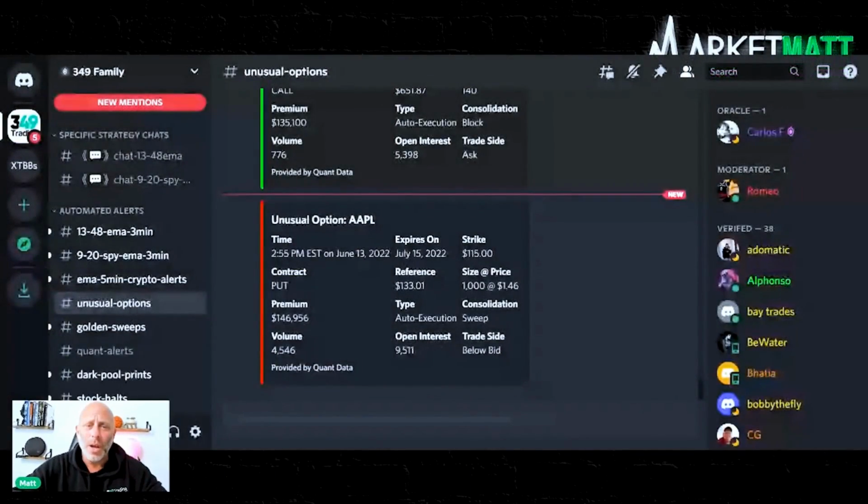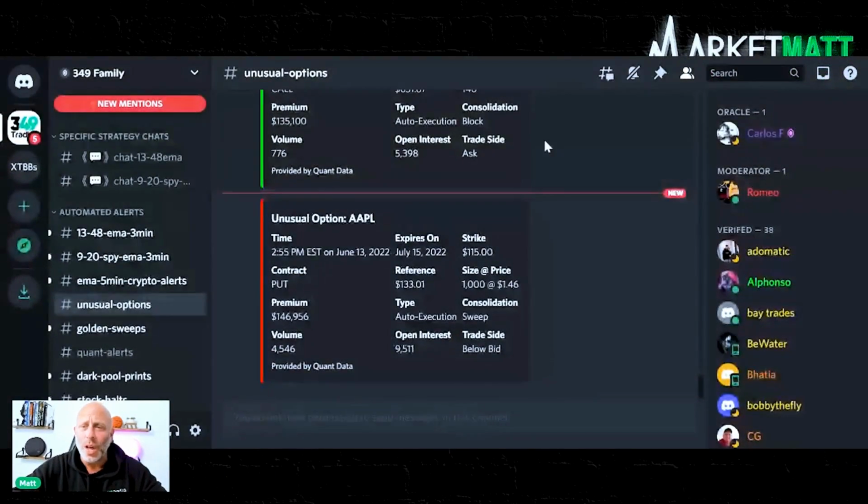Another way for hedge funds to hedge their position. So now that I've explained what unusual options activities are, let me bring up some examples from my 349 Discord and show you exactly what positions big money are taking as we exit out of the day. Let me just share the screen here, pull it up, boom, there we go.